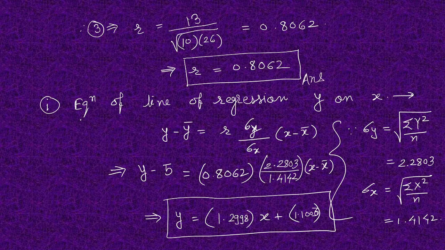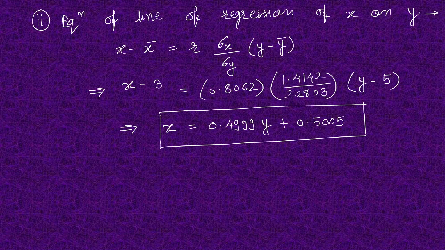Then we find out the equation of line of regression y on x. For this we find out sigma x, sigma y values. Then substitute in the formula and simplify this and write down in the form of y equal to a naught plus a1x. This is the first line of regression.